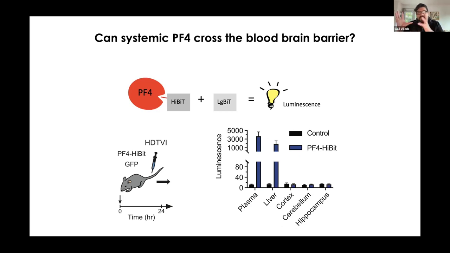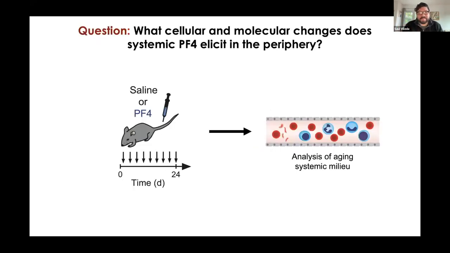So we decided to focus on the periphery itself. The first thing we asked is, if it's not readily getting into the brain, how is it changing that systemic milieu? We know that altering the aging systemic milieu can have huge effects on the brain: inflammation in the periphery, immune cells, cytokines, chemokines, even the old hematopoietic system. If you reconstitute a young animal with old hematopoietic stem cells, it promotes aging phenotypes in the brain. So we thought, how is it that PF4 is altering that aging systemic milieu?